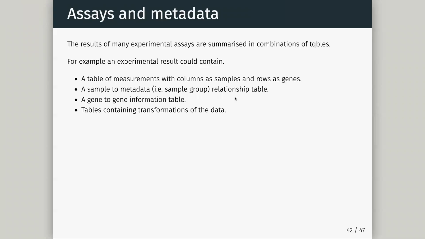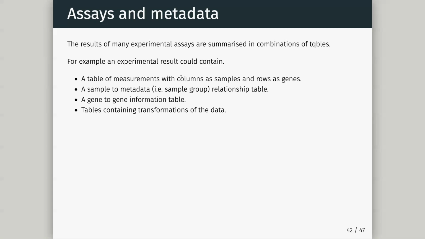Okay. So as we have started creating bigger and bigger experiments, the results of many of these experimental assays has actually become a little bit unwieldy. And in particular, we're talking single cell and single cell RNA-seq, ATAC-seq, or nuclear RNA-seq. The results of many experimental assays is actually usually just a combination of tables. And it may be the table of measurements, say gene by sample.